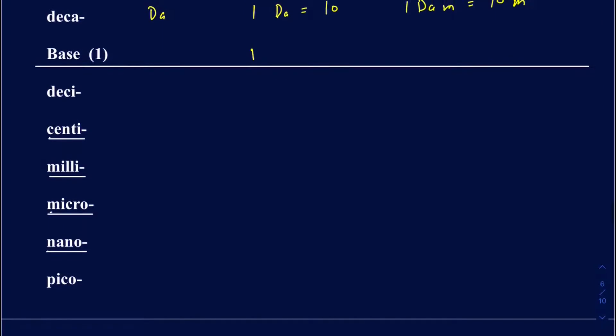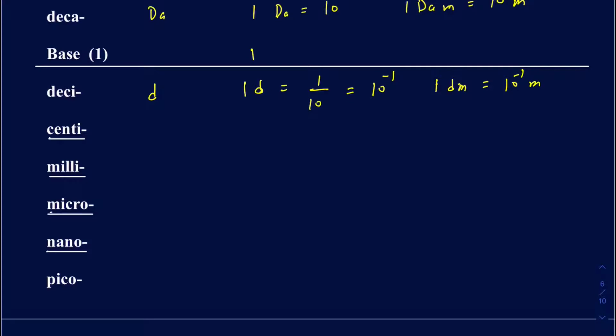Going downward, let's look at deci. The symbol for deci is d. Deci is the tenth. Another way of saying 1 deci is 1 over 10, and a better way of writing 1 over 10 is 10 to the power minus 1. So if I have 1 decimeter, it's actually going to be 10 to the minus 1 meters.